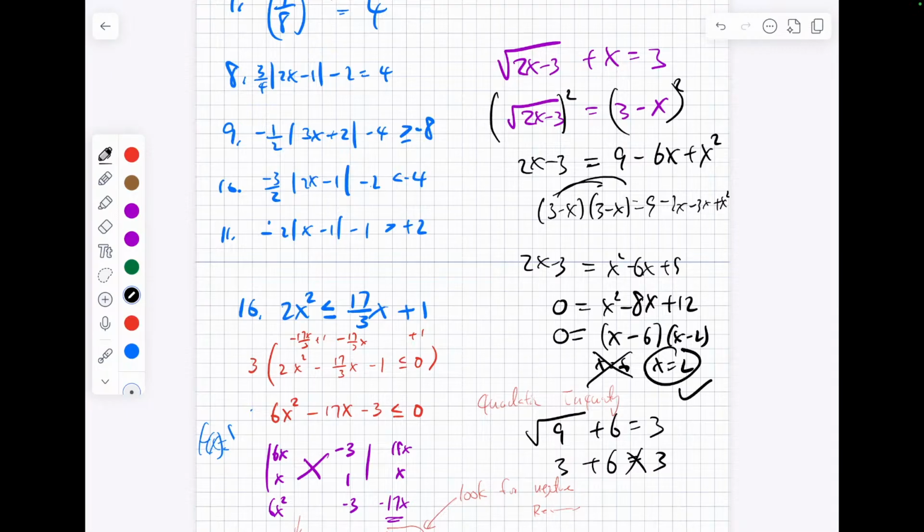Should you check for extraneous solutions on your test? Yes, absolutely. With a radical and a rational, you must check. For a rational, just check the bottom. For a radical, check the whole thing. Next questions.